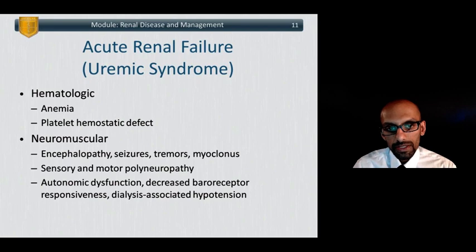As I mentioned earlier, these patients are frequently anemic, and there's a platelet hemostatic effect, likely due to the reduction in von Willebrand's factor and factor VIII. From the neuromuscular standpoint, these patients can develop encephalopathy, seizures, and tremors, as well as myoclonus, again, likely due to the alterations in acid-base balance and electrolyte composition. These patients may have sensory motor polyneuropathies and a significant degree of autonomic dysfunction. If you've ever taken care of someone with end-stage renal disease, you know they are all over the map in terms of their blood pressure response to anesthetics and volume.